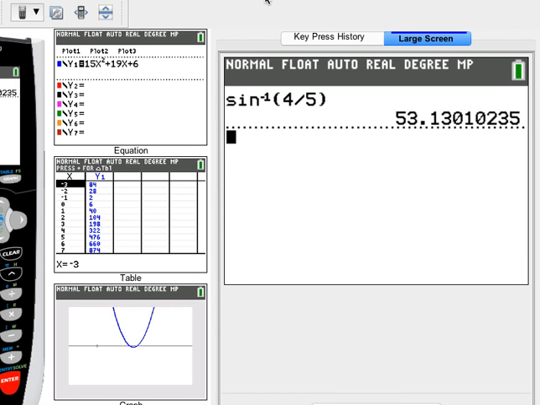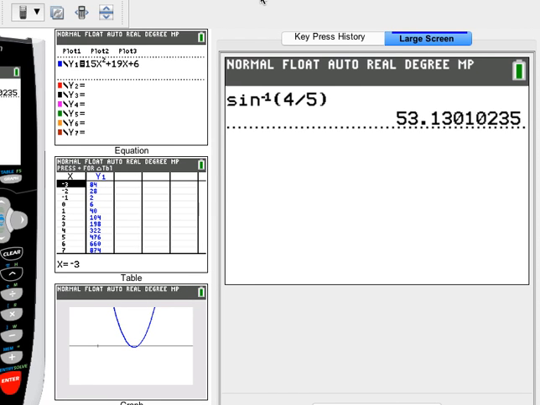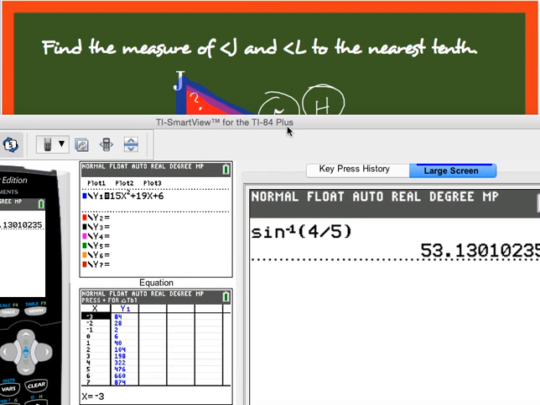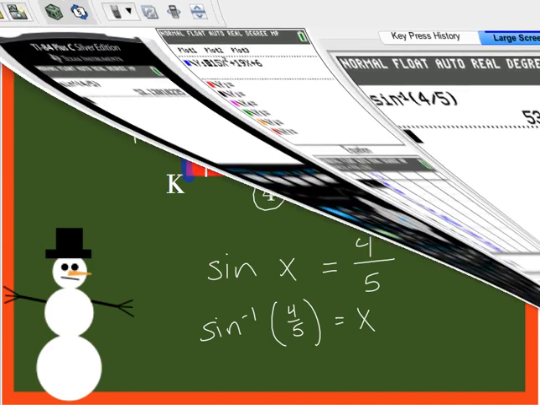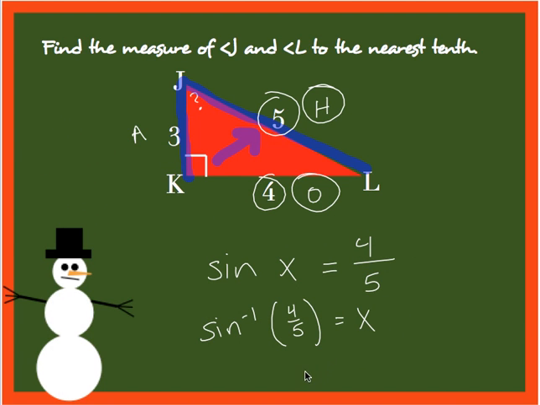It's 53.13. And for some reason, I guess because they're degrees, a lot of times when we do this, this says nearest tenth, but a lot of times it will do nearest degree. So like you would put 53 degrees. Since it's nearest tenth, I will put 53.1. So let's see, the measure of angle J equals 53.1 degrees.